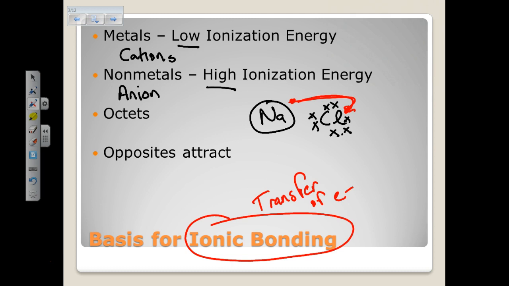Now the other part is that opposites attract. We talked about that a little bit, but the more opposite they are, the more they attract. So if we have a 1 plus and a 1 minus, and we are comparing that to a 2 plus being attracted to a 2 minus, this attraction is going to be stronger because it has more charge. The charge is bigger, the force of attraction is bigger. So that's what we mean here.